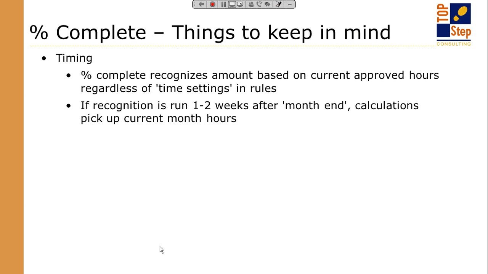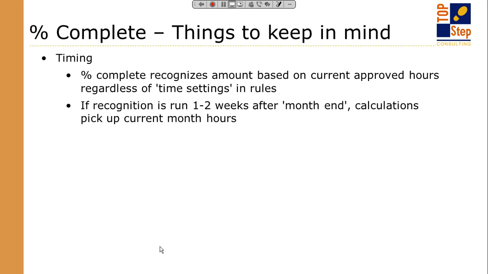The things to keep in mind between these two types of rules, the fixed fee on percent complete and the percent complete recognition rule, is that timing is everything with these rules. For those of you who have run pending billing and pending revenue recognition reports before, the first thing the report asks you for is a date range. From what date to what date can I recognize revenue, can I do my invoicing? Some of you may be putting dates in there to limit what it picks up.